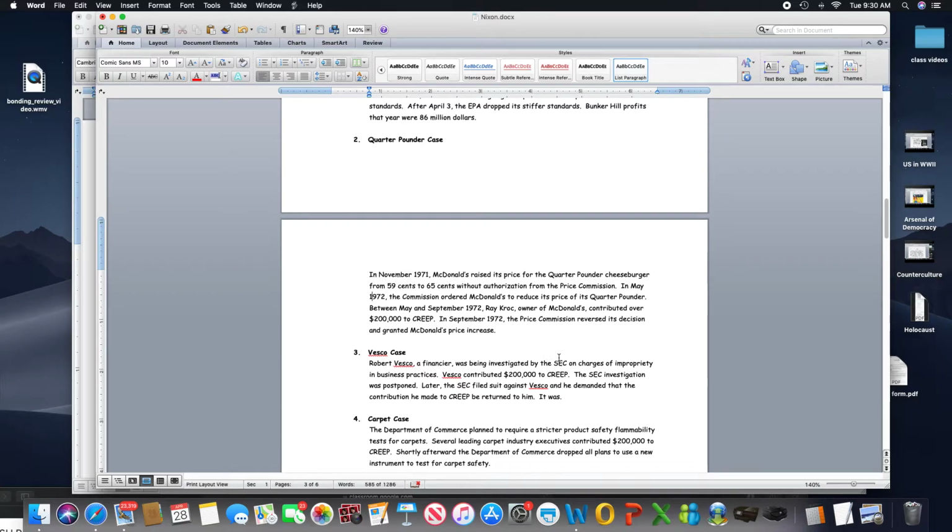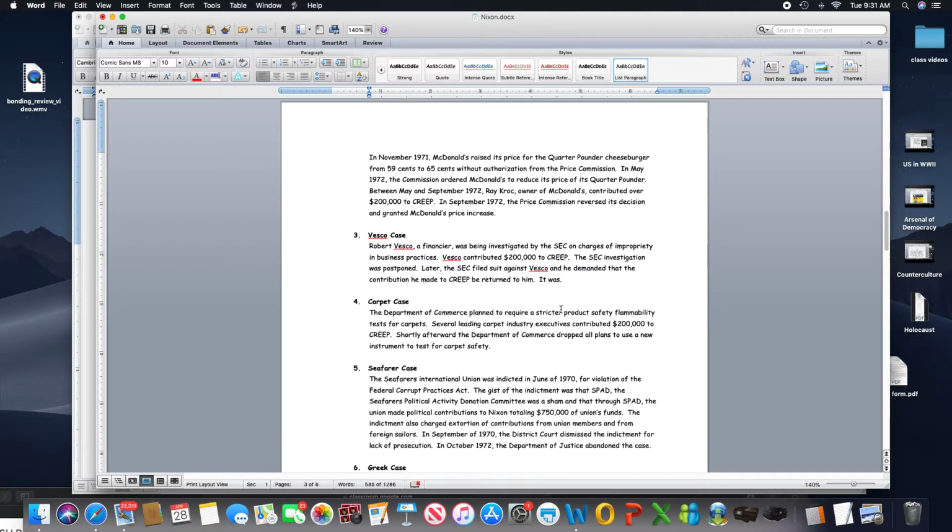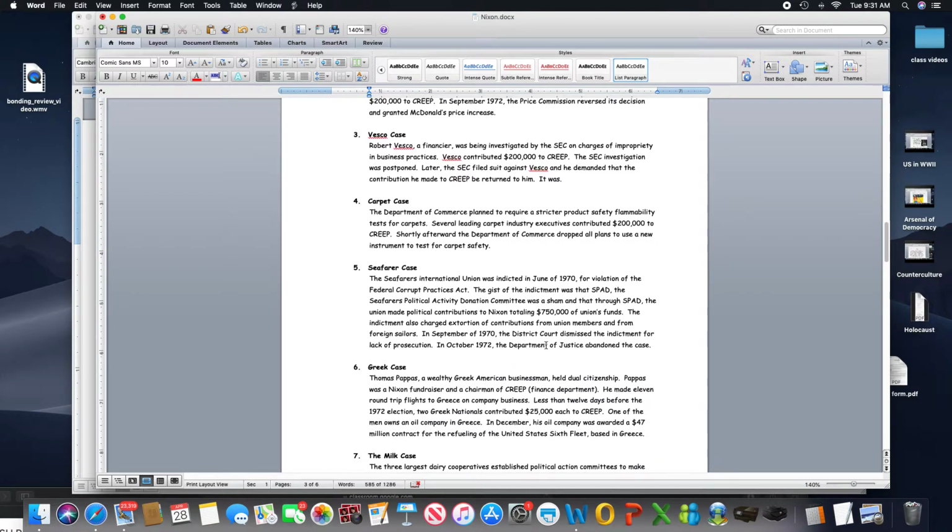Okay, so this just kind of shows you how it was business as usual, this type of thing, and so that's going to go in illegal contributions as well. The carpet case. All right, they were going to put a stricter flammability standard on carpets. And then the carpet industry contributed $200,000 to CREEP, and then they dropped the new standard for carpet safety. Again, illegal contributions.